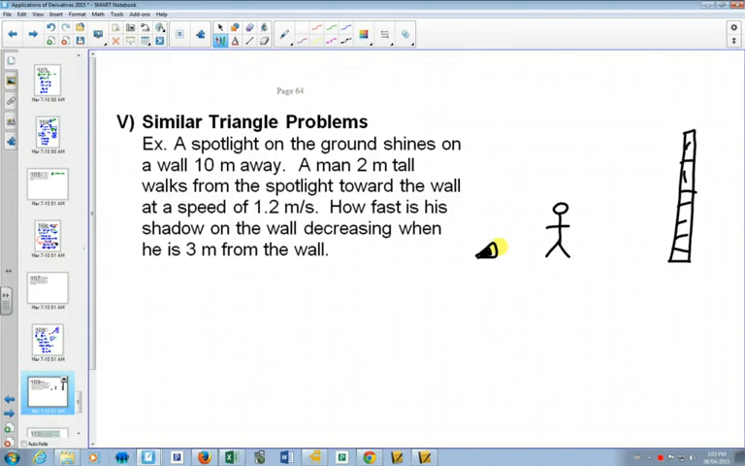At a speed of 1.2 meters per second. How fast is his shadow? Oh, it's a tall wall. Let's keep making it go all the way up.